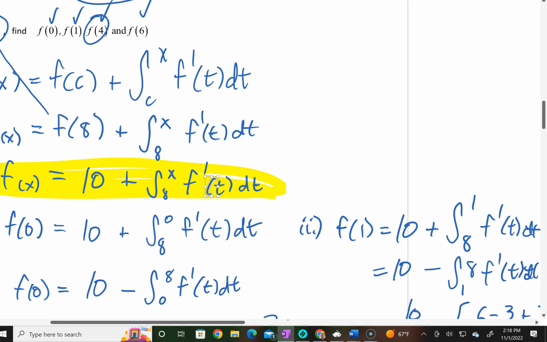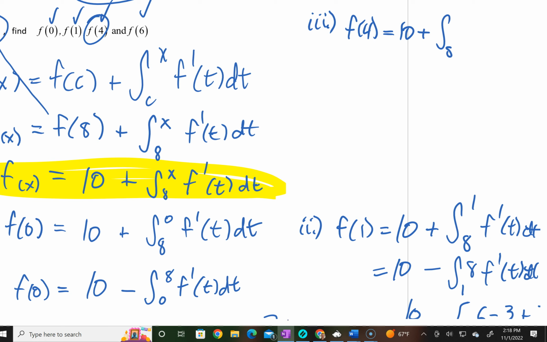Look, we're going to say, you've got to find f of 4. Here's Roman numeral number 3. F of 4 was 10 plus 8 to 4 of f prime of t. Once again, we wince at that. We'll go, oh man, the integral's written in this unseemly way where really we'd like to see the low number at the bottom, the 8 up high. Change it. Just change it. Flip your bounds. And there you go.